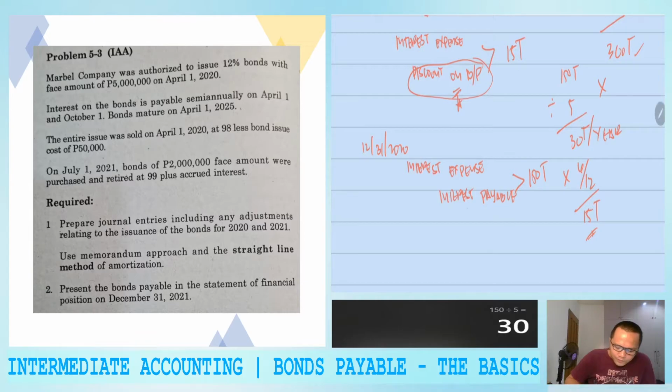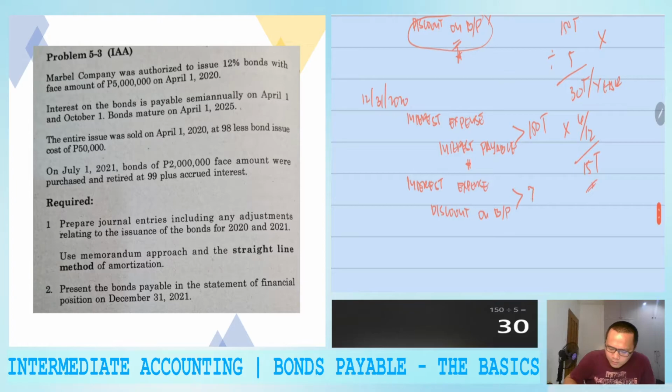Then, your amortization: debit interest expense, credit discount on bonds payable na 7,500. So, madali lang. Okay?